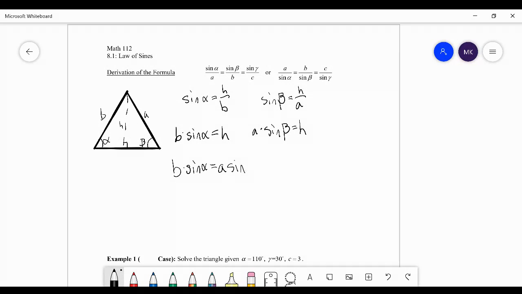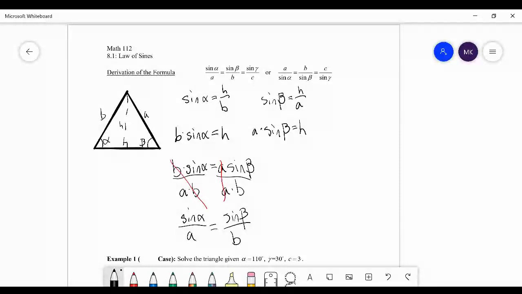Okay, so what we get is that B times the sine of alpha is equal to A times the sine of beta. And now what I can do is divide both sides by AB. And what happens is on the one side where I have B sine of alpha, the B's cancel, and on the other side where I have A sine of beta, the A's cancel. And what I'm left with is sine of alpha over A equals sine of beta over B.